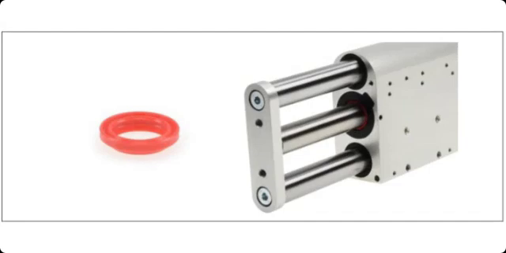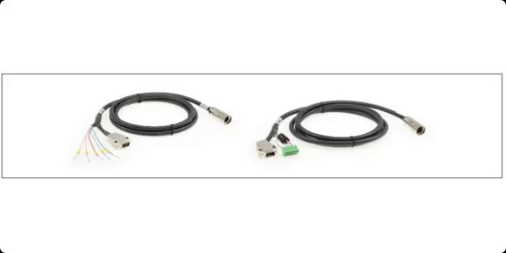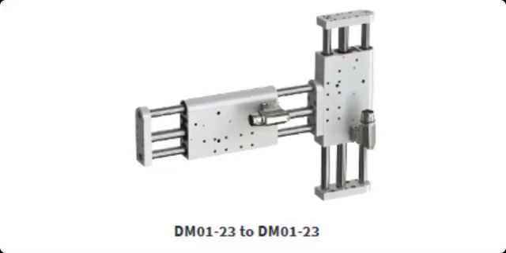Accessories offered with the linear modules include the wiper used to keep the inside of the stator free of foreign particles and contamination. Fan kits are also offered for the DM01-38 linear modules without the mag spring, also found in the installation guide. As for the motor cables, specific for each linear module, all of which can be found in the installation guide as well.